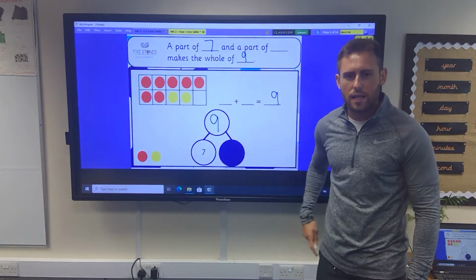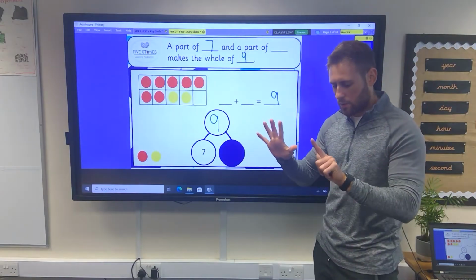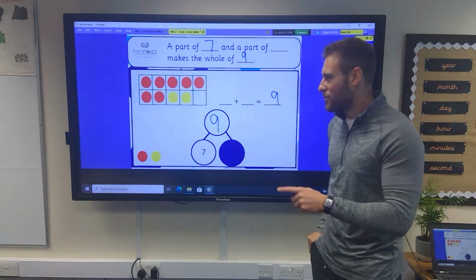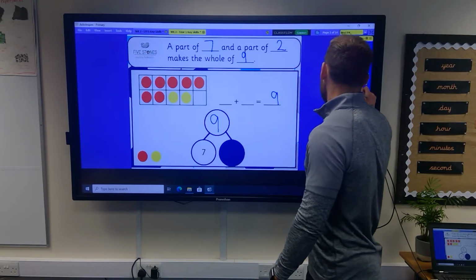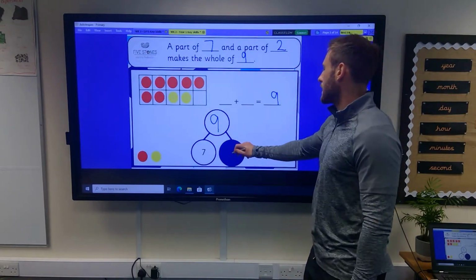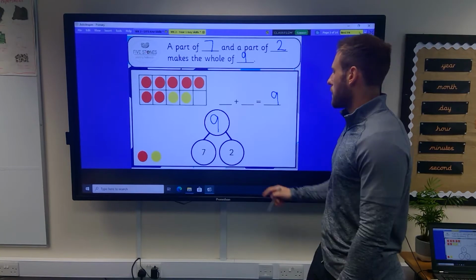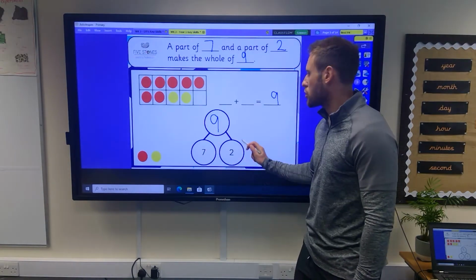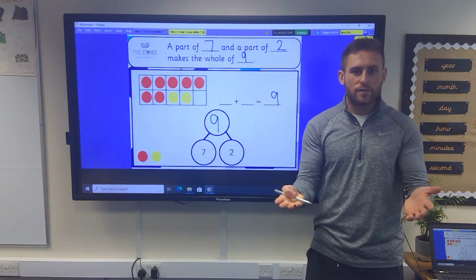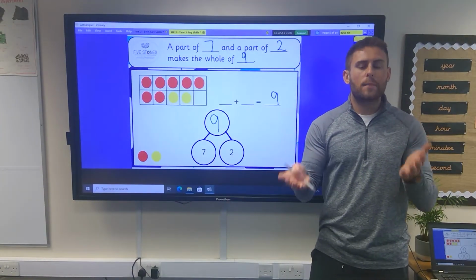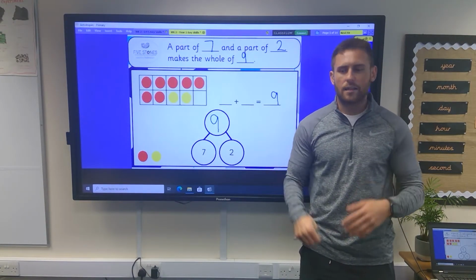And what else do we need to get to that 9? Yes, we've got that part of 2. Some of you might have spotted that one nice and quickly with the number being nice and low. So a part of 7 and a part of 2 makes the whole of 9. Your turn. A part of 7 and a part of 2 makes the whole of 9.